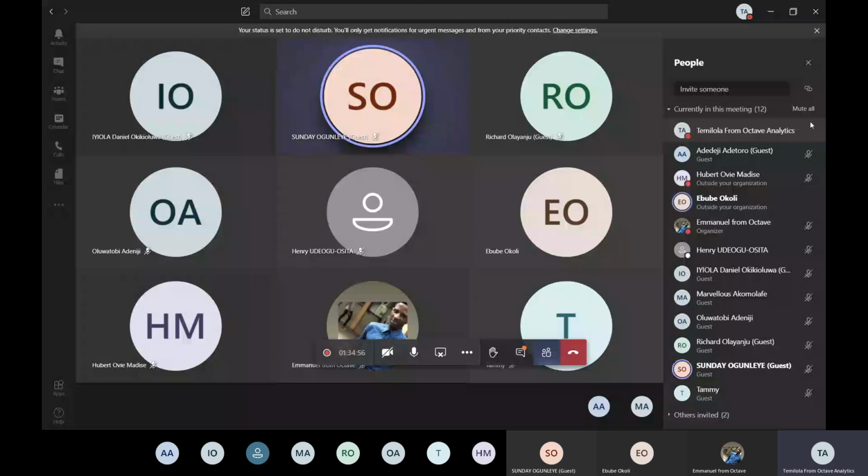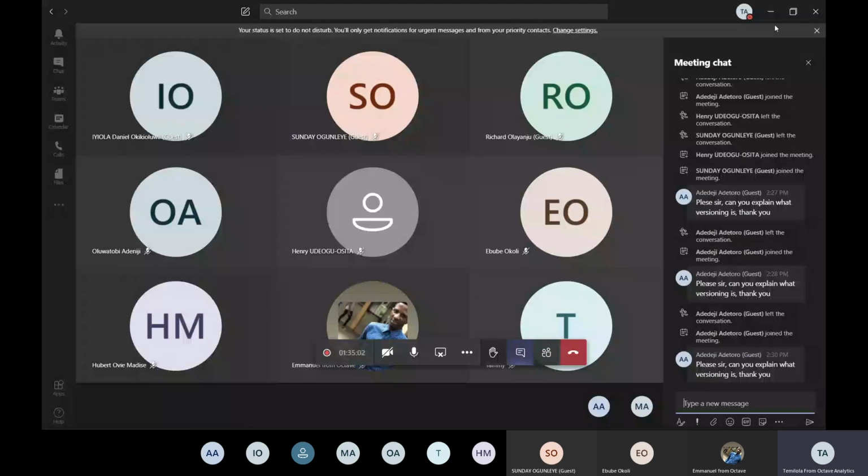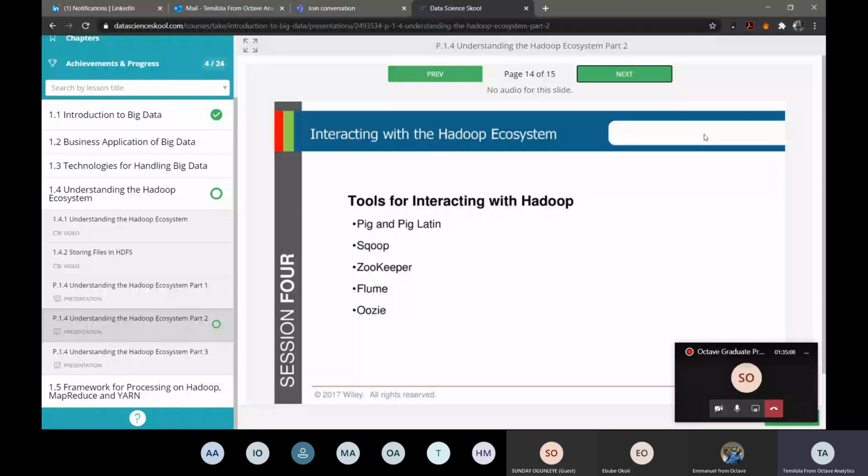Okay, so what is versioning? Let me explain versioning in simple terms for you. Okay, we both go to the ATM machine now. You make a transaction. Let's say you withdrew a sum of 10,000 naira from your account from the ATM.